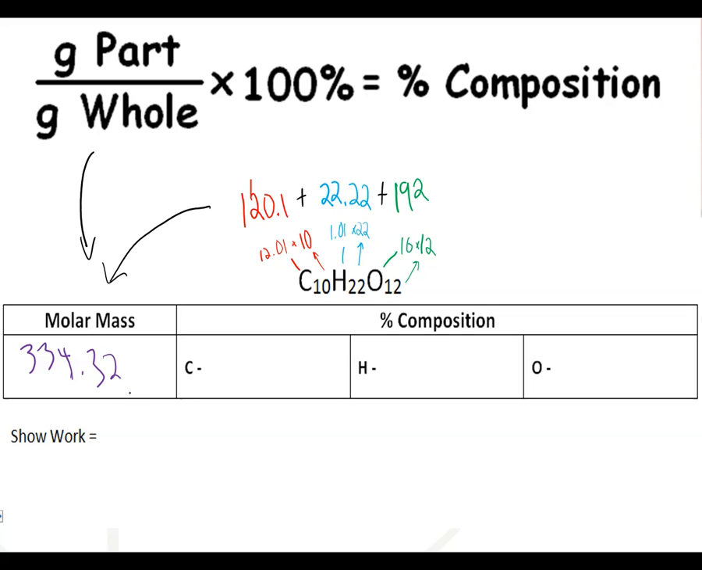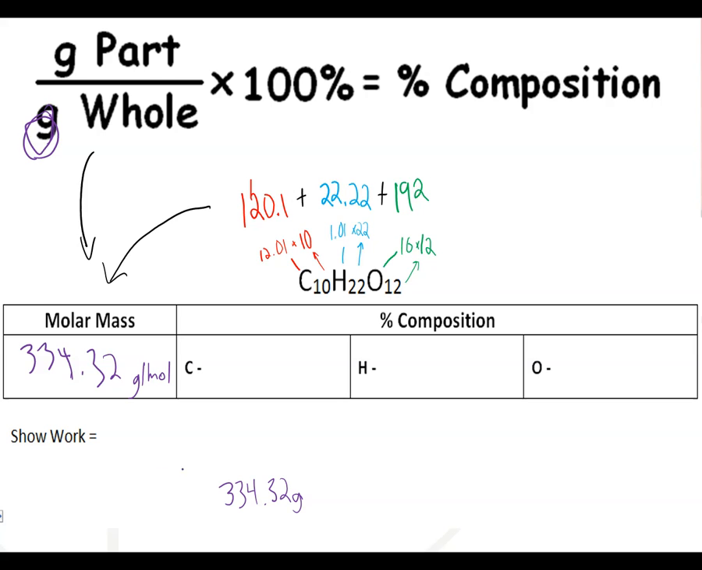Molar mass is typically in units of grams per mole, but it really doesn't matter too much, because we're just going to set it to grams when we're all said and done. So this is our whole thing. Our whole thing is 334.32, and again, we're setting it to grams.